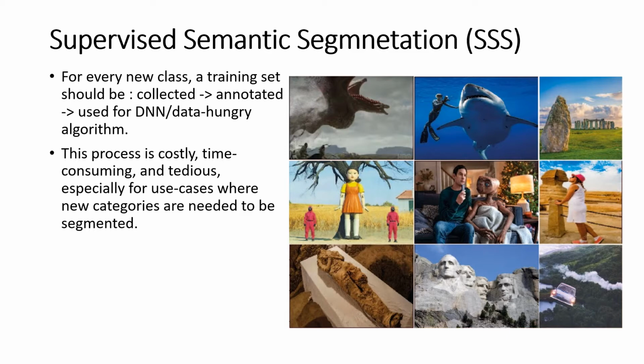This process is costly, time-consuming, and tedious, especially for use cases where new categories always need to be segmented and new categories are requested from time to time. Also, in supervised semantic segmentation, we cannot handle well class categories which are rare, do not exist, or other unique visual concepts such as landmarks. Moreover, current supervised methods do not scale well to imbalanced datasets of large vocabularies, where common categories have many examples, while the rare categories follow a long-tail distribution.